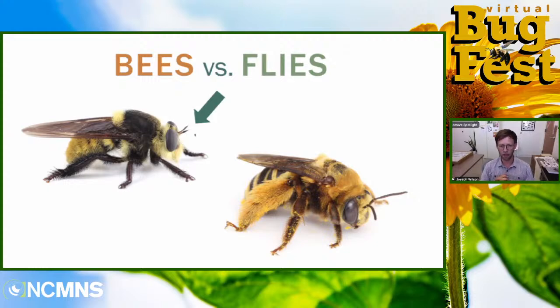This is called a, what is it called? It's called a robber fly. And this fly is actually a predator of bees. So it looks like a bee to trick predators, but it is in fact a fly. So again, the face is a good characteristic.